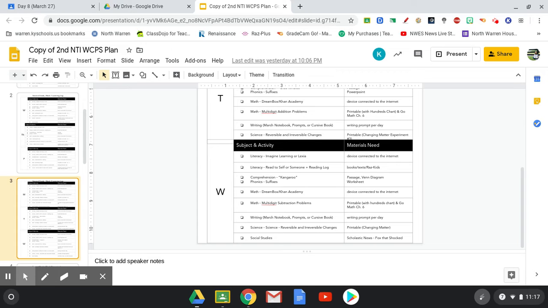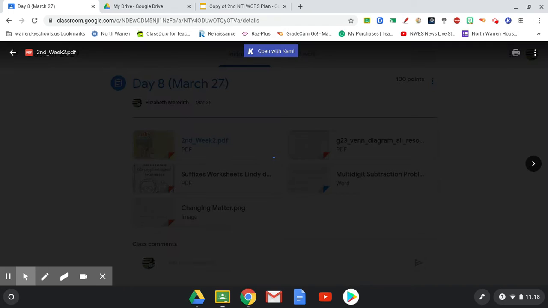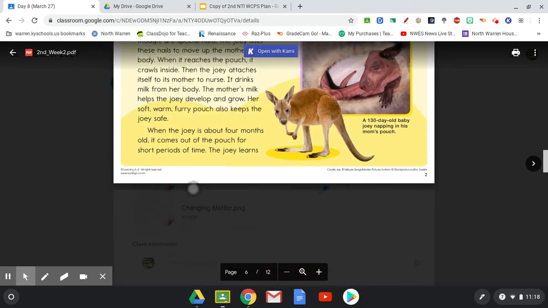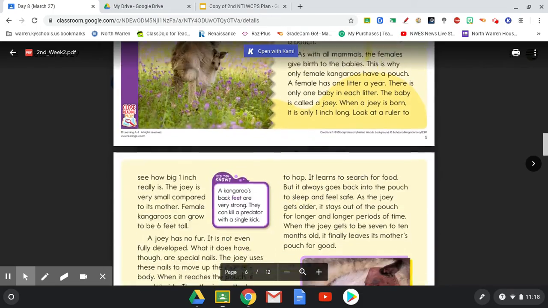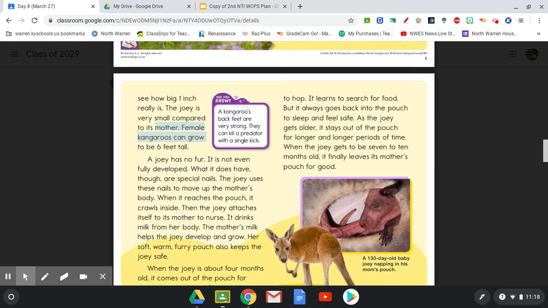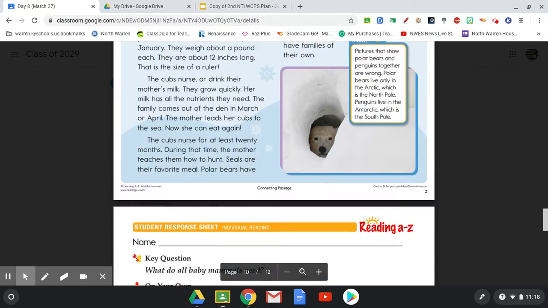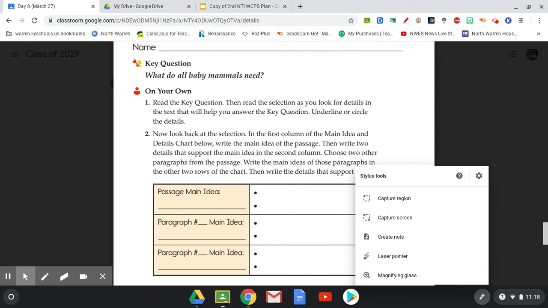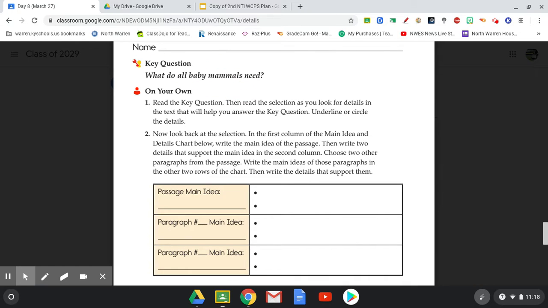Lexia and Read to Self is the same. For your reading today, your comprehension reading, you're going to be reading Kangaroo. And so if I go to Google Classroom, here is Kangaroo. And so you have been reading about baby mammals each day, and you're thinking about what those baby mammals need for survival. Okay. And so you're thinking about this key question, and you're going to be answering that at the bottom.